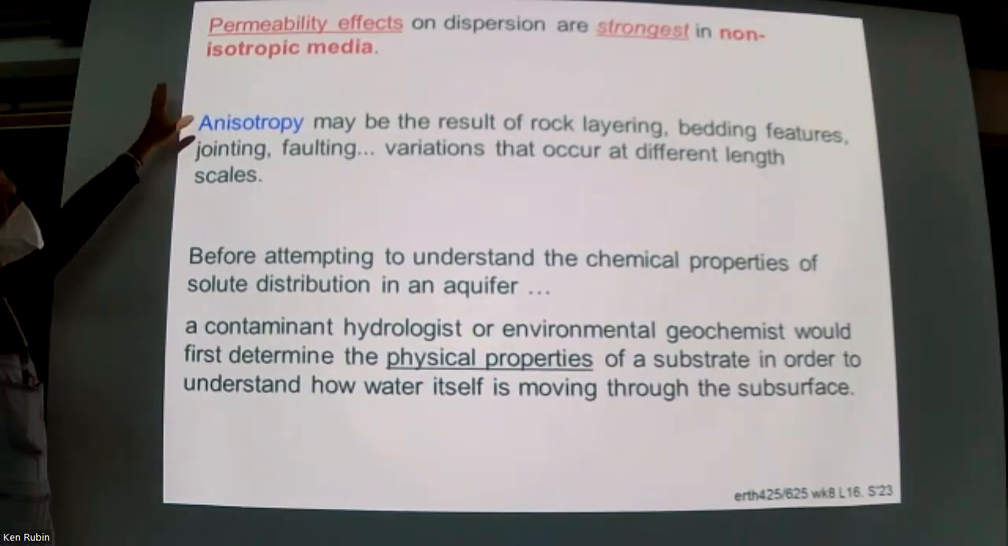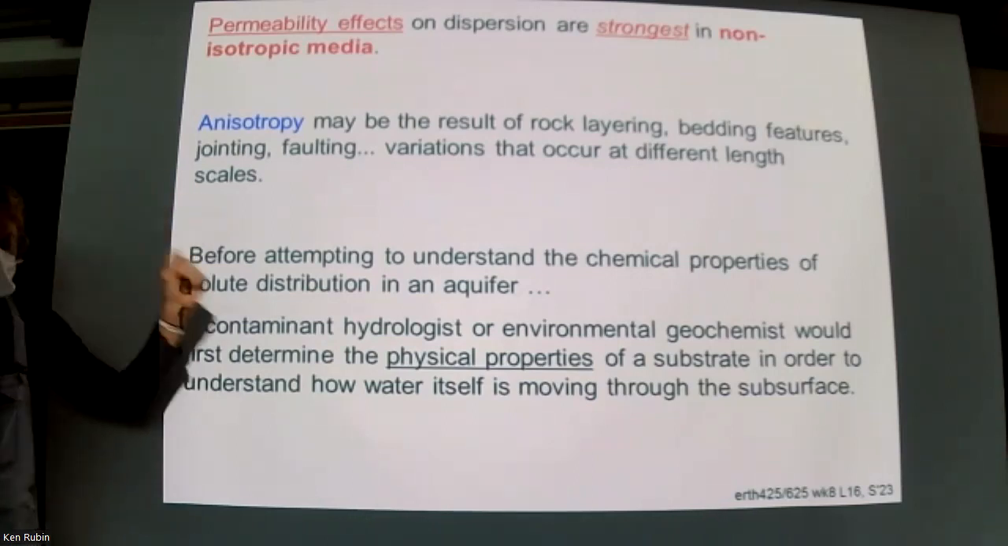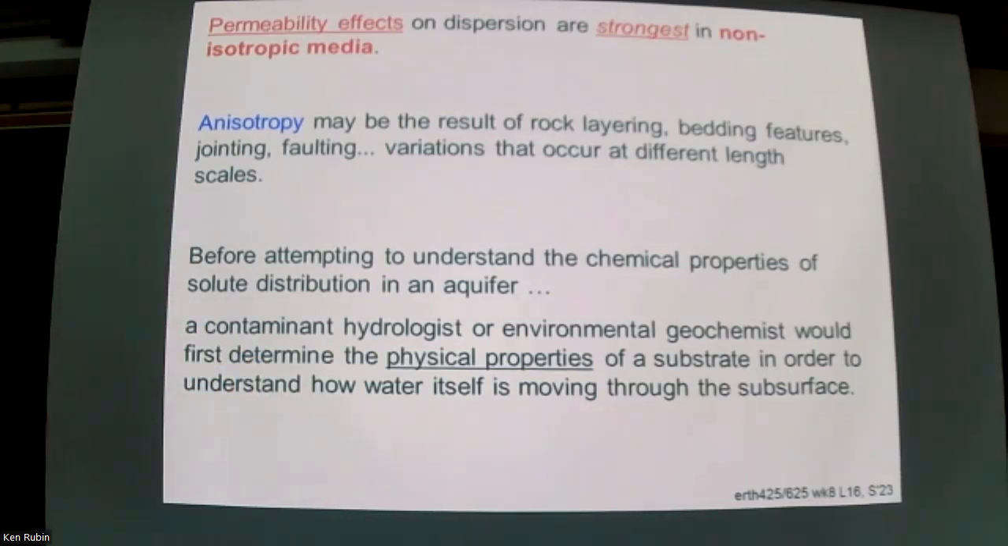The permeability effects on dispersion are strongest in non-isotropic media, as implied by the hydraulic conductivity and the permeability itself. And so we want to know something about the rock in the subsurface where there's a contamination as well as the water. So this is why, again, you'll oftentimes see people drilling wells and they'll take the rock that comes out of the well and inspect it and figure out, well, is all the rock uniform at depth, or are there variations in the textures of the rock, especially in terms of how they allow water to flow, because that's going to affect the dispersion of chemicals in the subsurface.